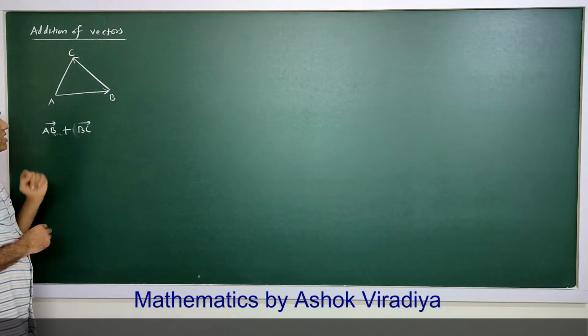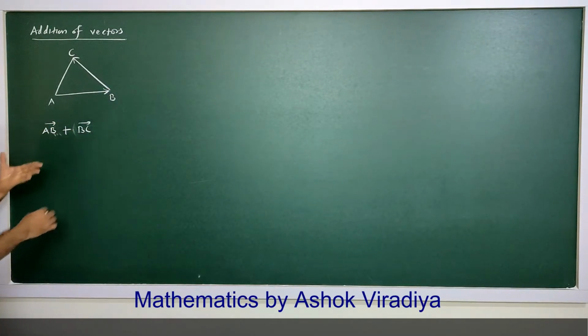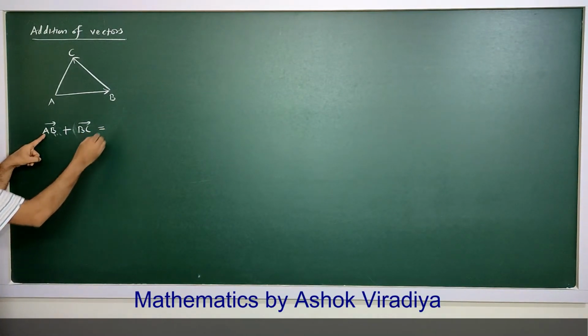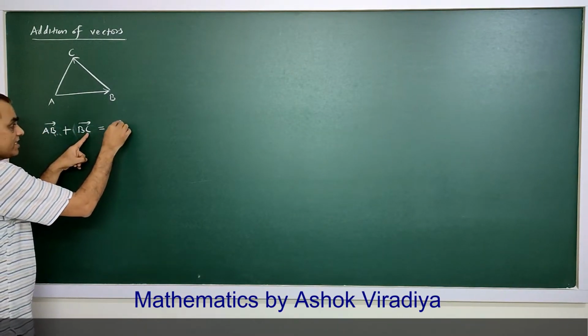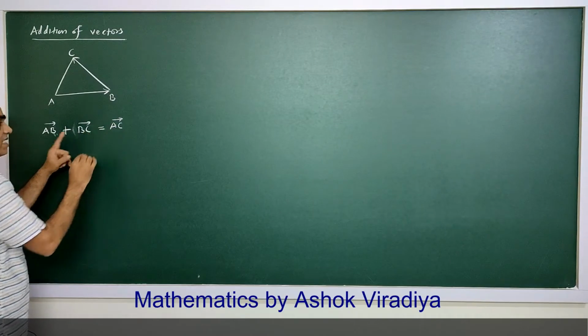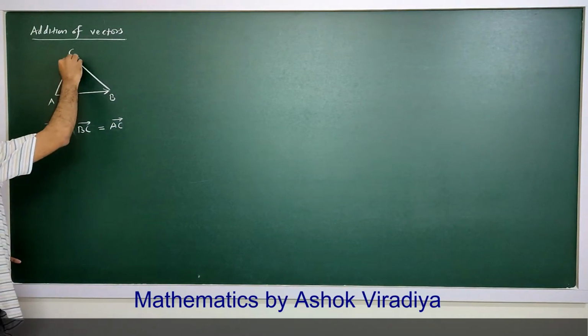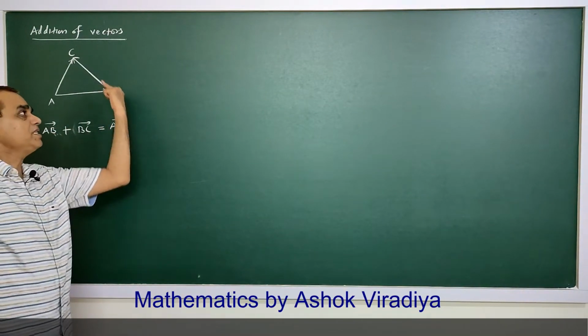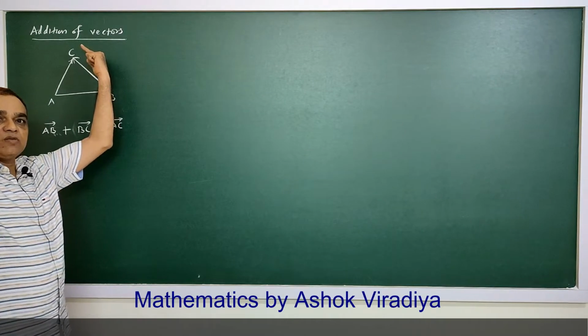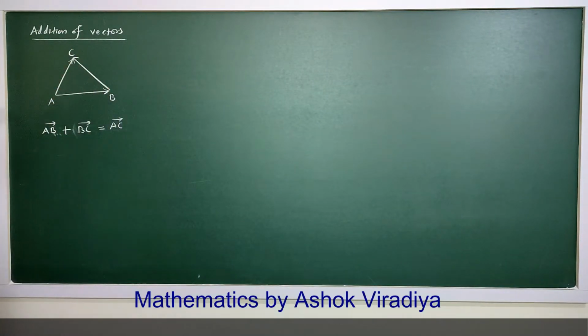AB plus BC. So addition of these two vectors will be first initial point keep here and last terminal point C. So it is vector AC. This is vector AC. AB, continue in the same way, BC is equal to, come on the starting point, AC. So AB plus BC is AC.